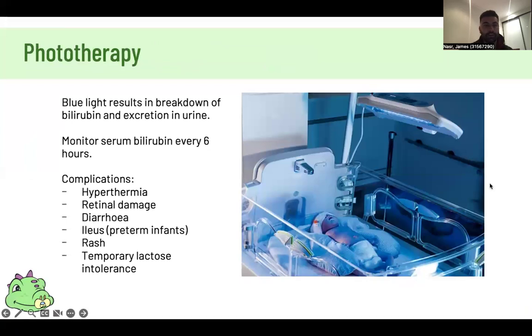So in terms of what phototherapy is, this isn't very important, but I thought I'd chuck it in for completion's sake. Essentially what happens is blue light is given, and that causes breakdown of bilirubin and then excretion via the urine. And the important thing to do would be to monitor serum bilirubin every 6 hours to see progression. Your complications, again, aren't too important, but your main things to consider would be retinal damage and an ileus, in particular in preterm infants.